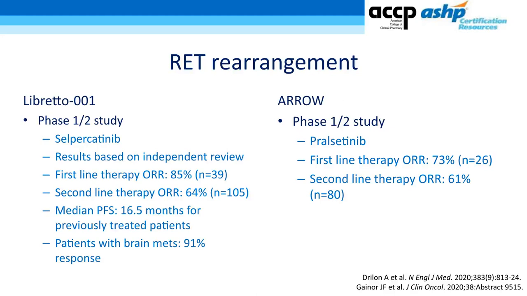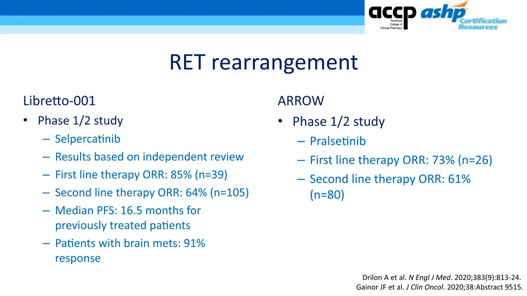Pralsetinib was used in the frontline setting as well as second-line setting and demonstrated an objective response rate of either 85% in those first-line therapy patients or 64% in patients that had second-line treatment. The median progression-free survival was 16.5 months for previously treated patients. Additionally, patients with brain mets did find nearly a 91% response in the brain. So pralsetinib seems to be a good option to offer patients.